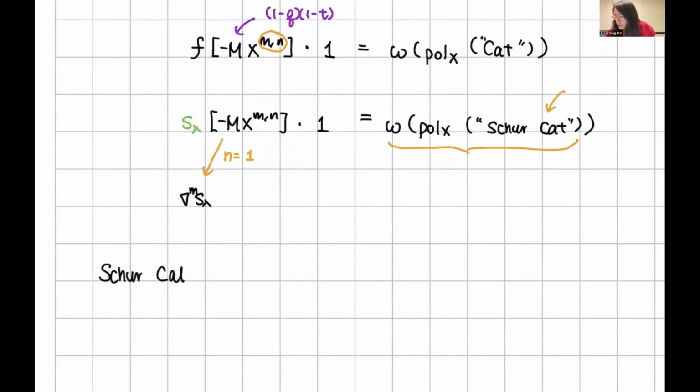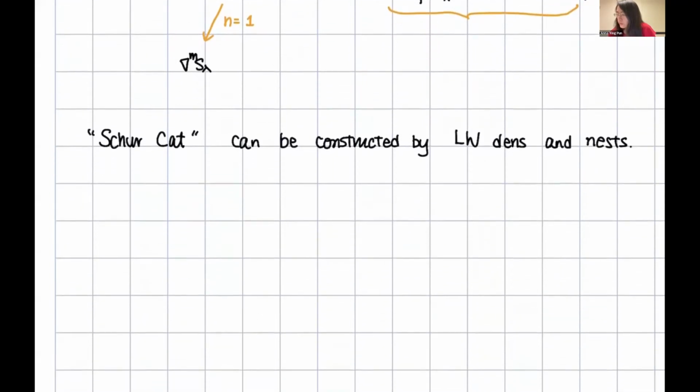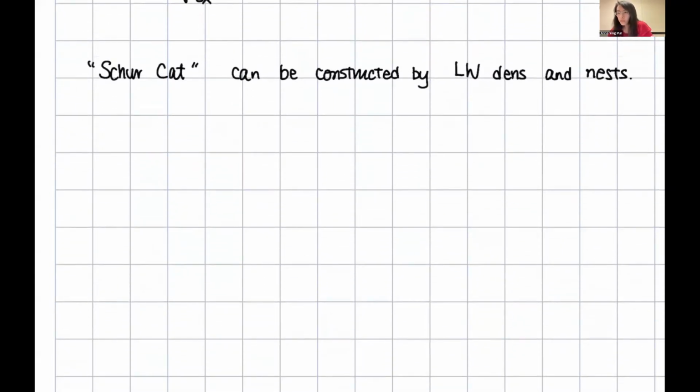So if you want to construct it, okay. So the cat can be constructed by something called the Loehr Warrington dense and nest. This is like in our second lecture, where I gave you some examples on how to construct a Loehr Warrington dense and nest, and they are the simplified version of the more general version of the dense and nest. Okay, and so now, what is our main theorem?